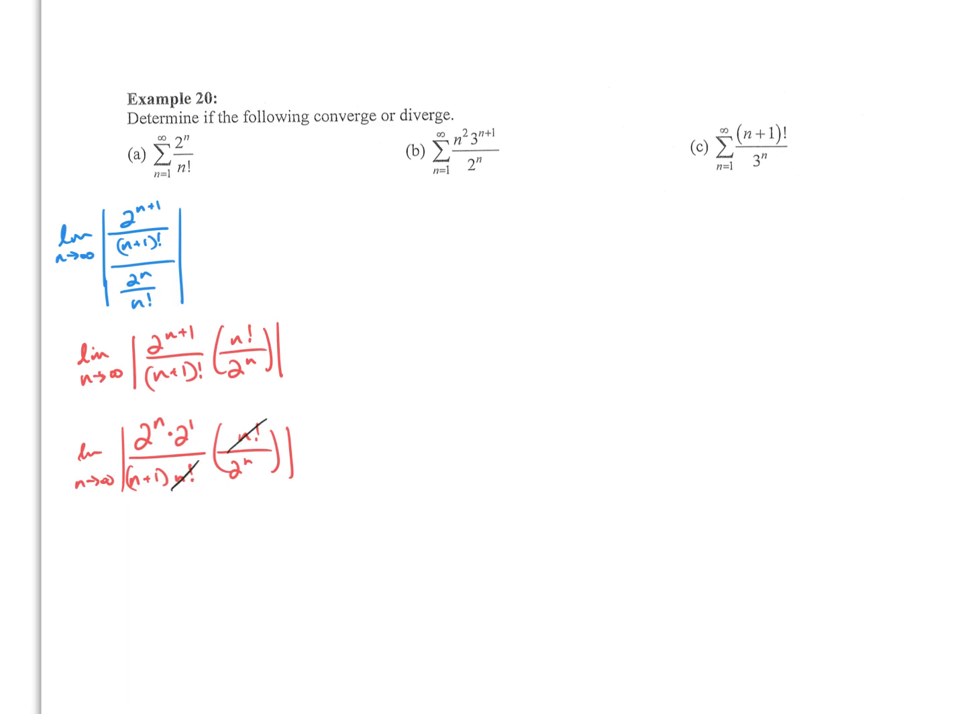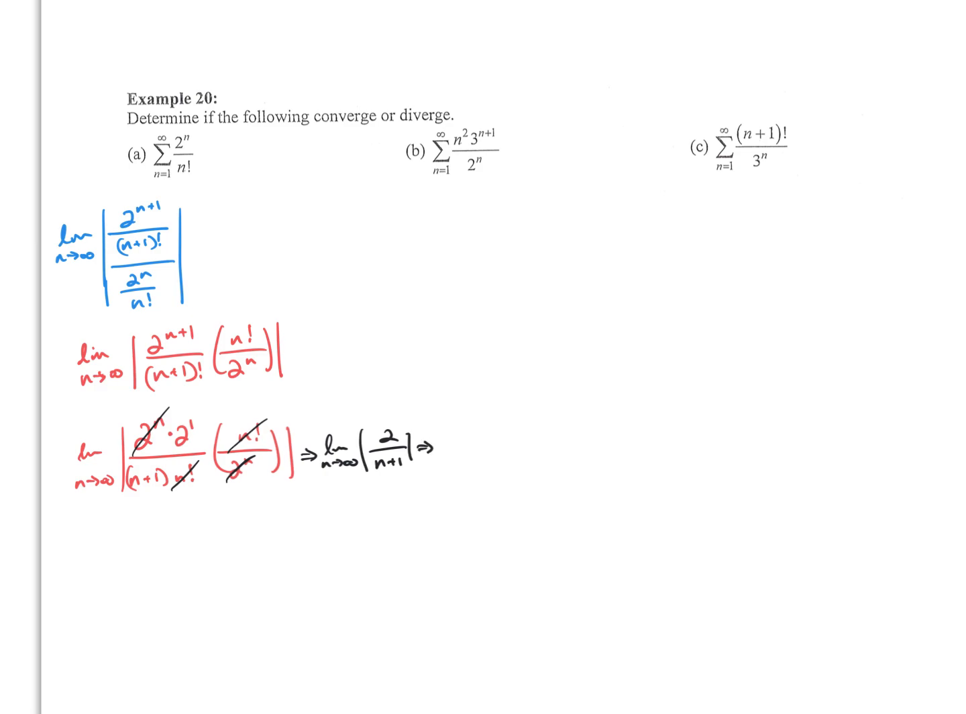The n factorials. What else can I cancel? 2 to the n's. All right. And so what am I left with? 2 over n plus 1. So now I'm going to take a limit as n approaches infinity of 2 over n plus 1.